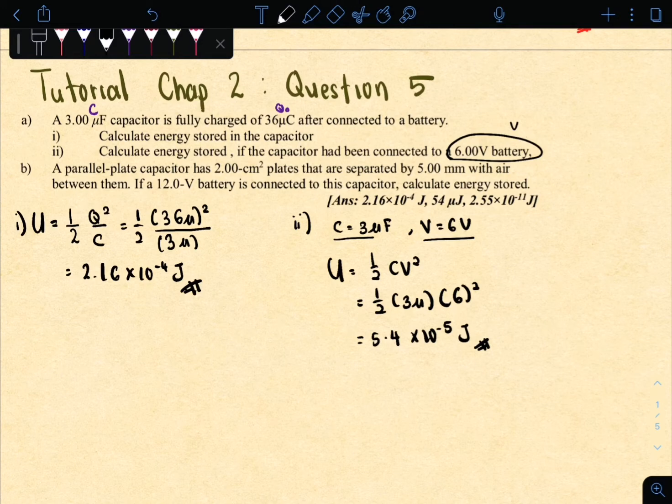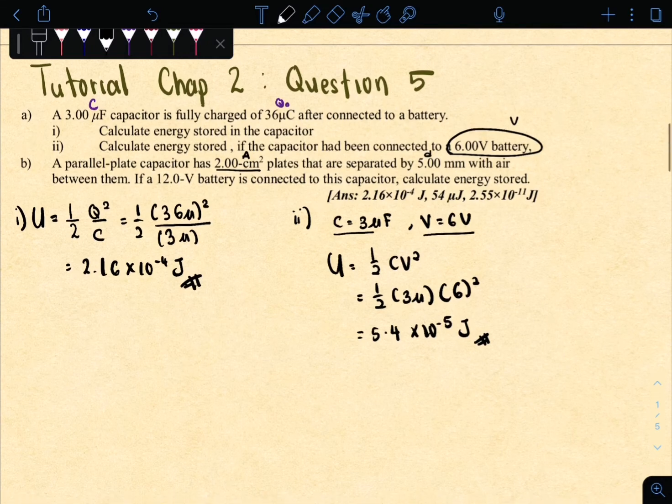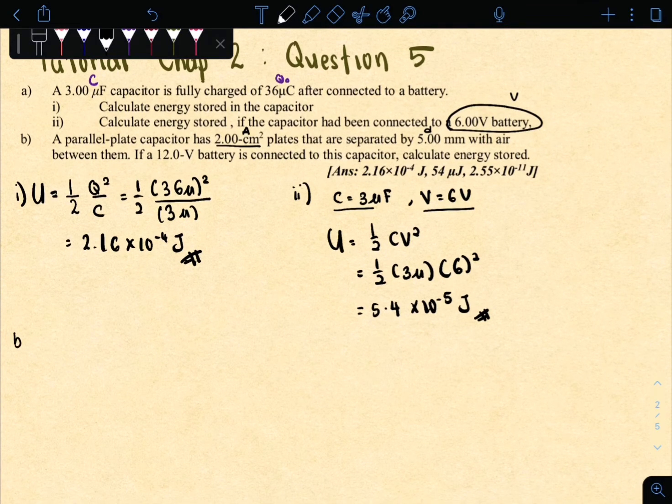Okay, and then next question, dia cakap, a parallel plate capacitor has 2 cm square plates. Maksudnya, this is the area of the plate that are separated by 5 mm with air. So, this is the separation of the plate. So, this time, our plate is being filled with air. So, ini parallel plate. Dekat tengah-tengah sini, apa yang kita ada adalah it has been filled with air.